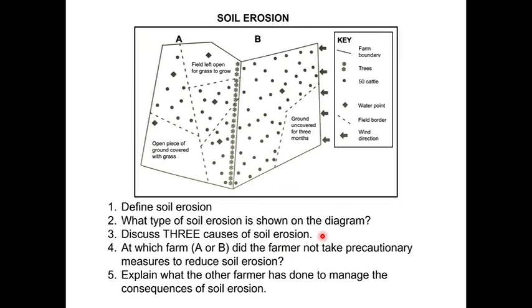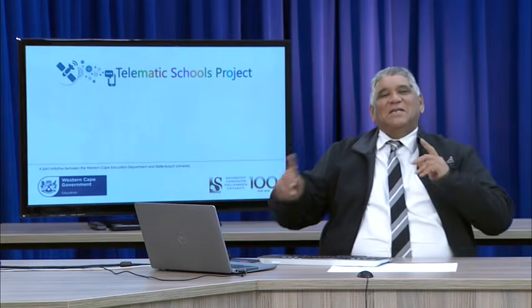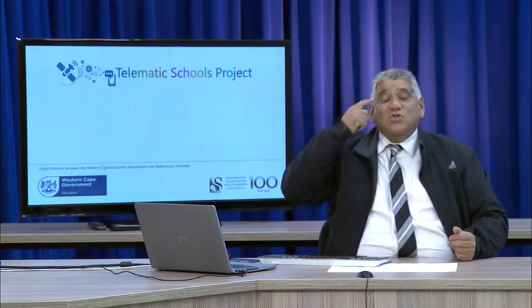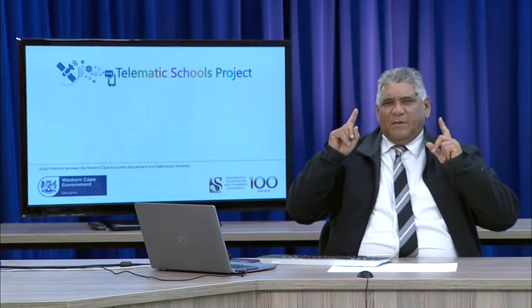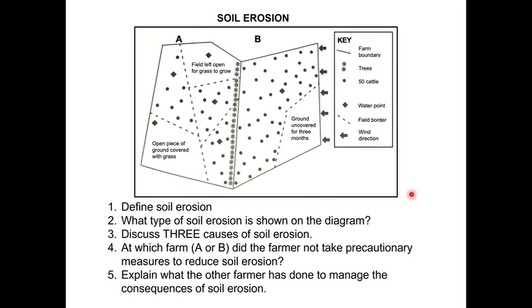Okay, now look at this one. At which farm, A or B, did the farmer not take precautionary measures to reduce soil erosion? If you read this, you didn't even need to go back to the diagram. Am I right? Perhaps you can't remember whether it's A or B, and that's the only reason you need to go back to the diagram and say, okay, it can only be B.